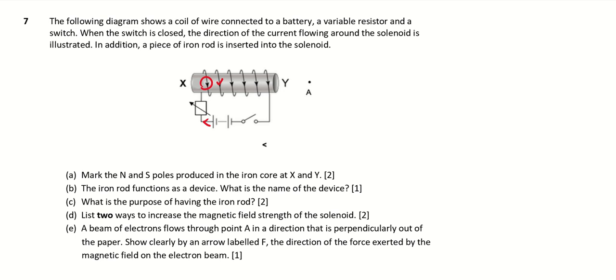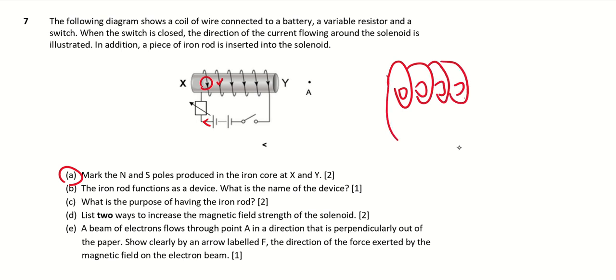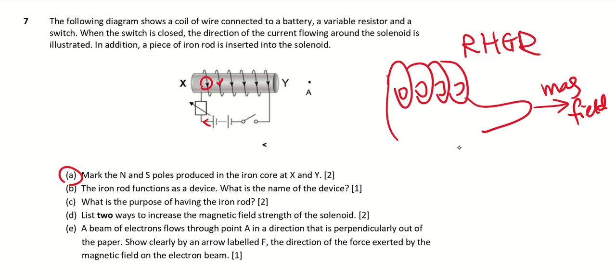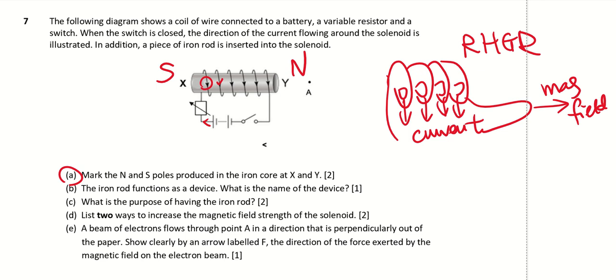So in this case, we need to do the right hand grip rule. Mark the north and south pole produced in the iron core at X and Y. So still remember the right hand grip rule. For a solenoid, the fingers represent direction of current and the thumb represents direction of the magnetic field, right? So this is the right hand grip rule. Make sure you are using your right hand. So this is my direction of current. Therefore my Y will be a north pole, my X will be a south pole. Please try it out yourself.